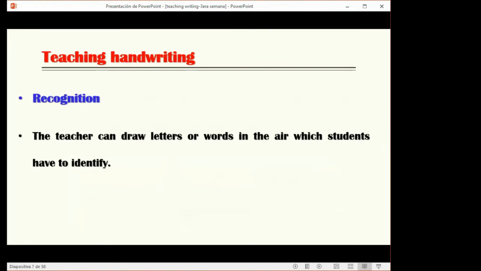Yeah, I'm going to draw the letter here. Look at me, look at my hand. And you start drawing the letter. Oh, yeah, C, oh, B. So your students recognize, notice, they are recognizing the letters, how to draw them.